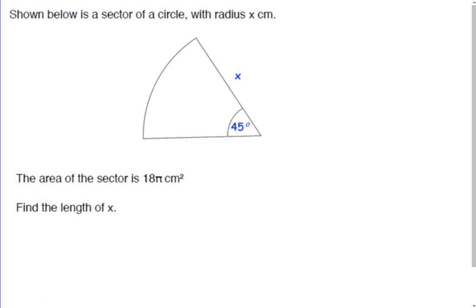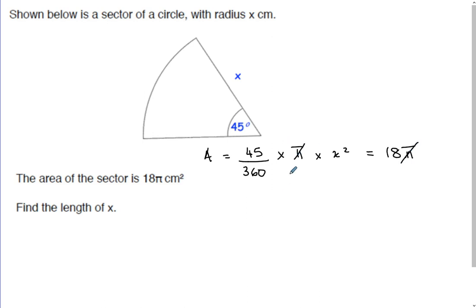Next, shown below is a sector of a circle with radius x. The area of the sector is 18 pi. So this time they've given us the area and we need to find the radius. How would we do the area normally? Area equals what fraction of the circle? 45 divided by 360 times the area, which is pi times x squared. They said that's 18 pi. So for this purpose, we can just cancel out the pi's.